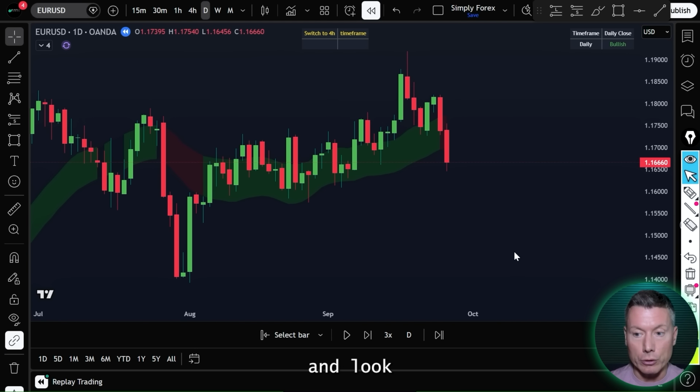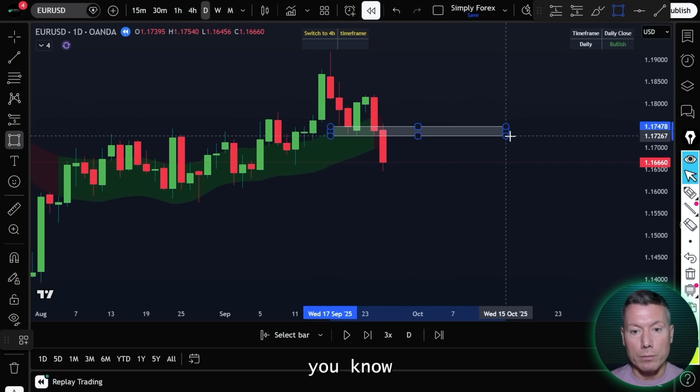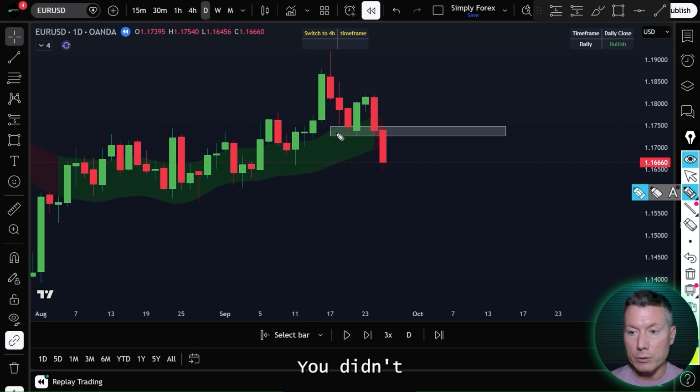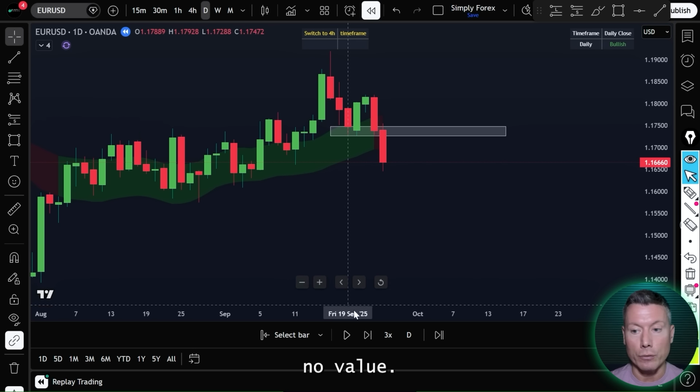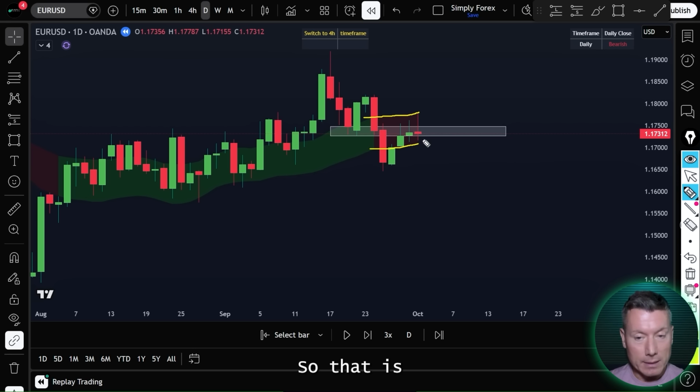And we're going to carry on and look at this example. And let's imagine, guys, that you didn't know about support and resistance, right? You didn't know that this was support and this could be a good area to trade from. This indicator shows you that, right? So remember, we don't want to trade from down here. We don't want to start selling here. There's no value. So we're going to play this along, right? And we end up getting a nice red candle at our river, which is now red as well.